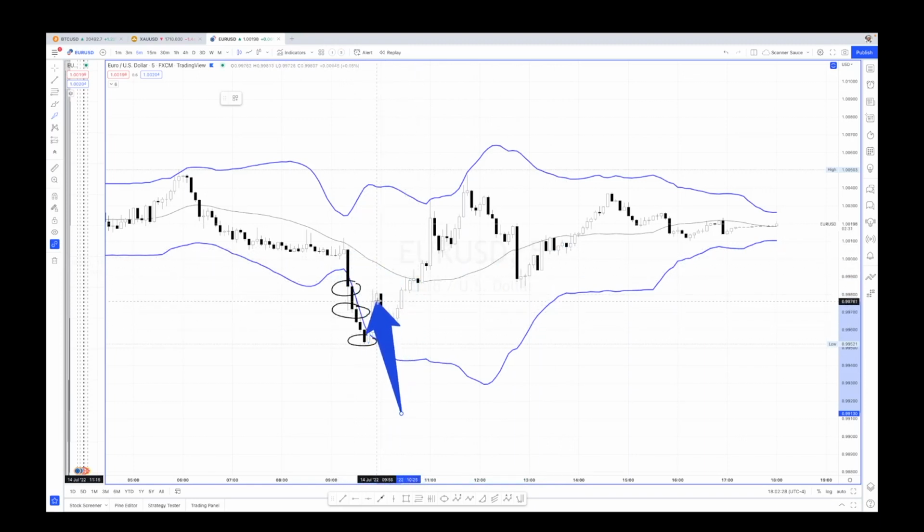As you see here, the market went up, pulled down, went up. And as you see, there's a huge wick to the upside right here. That was the rejection that I was talking about. It wasn't a long rejection, but it was a rejection, right?